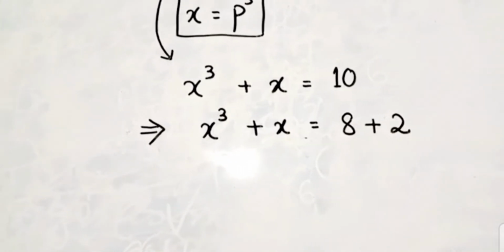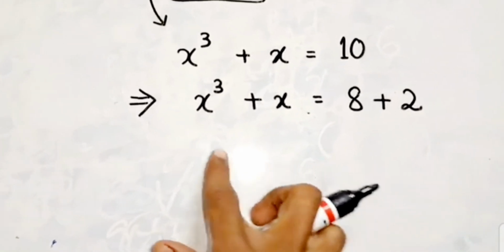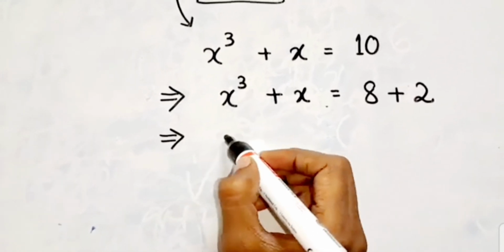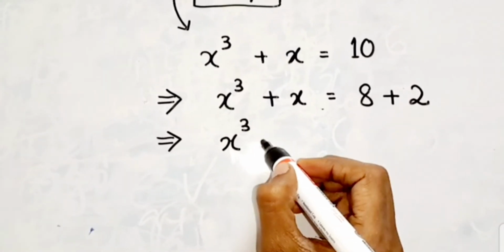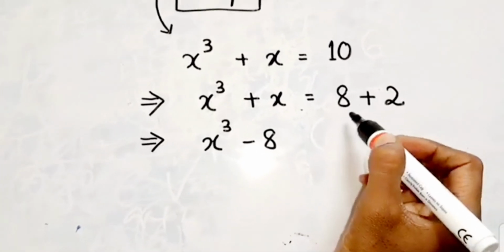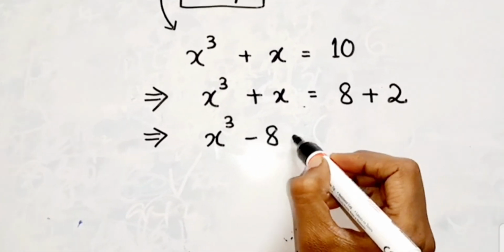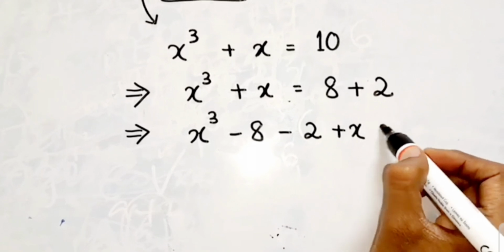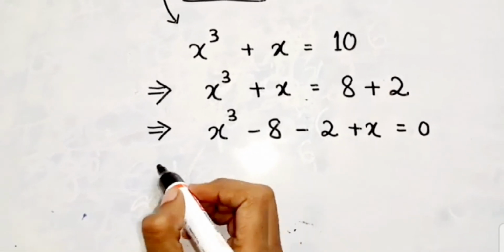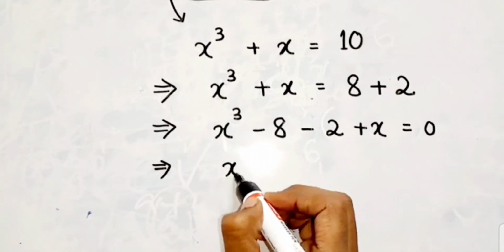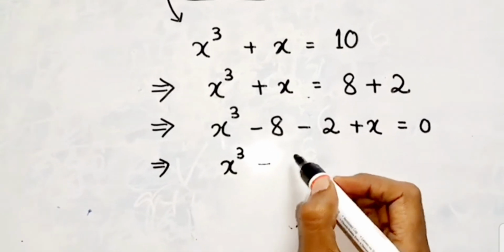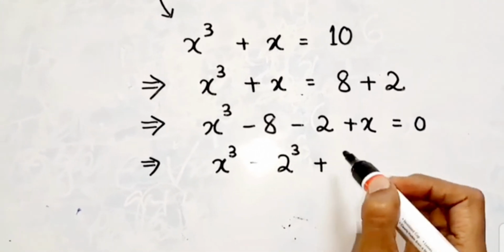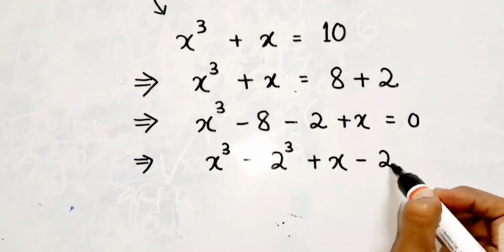plus 2. Why have we written it this way? Because we will adjust the 8 here and the 2 here. How? This is how: x cube minus, because here it is plus 8, so this side it will be minus 8, minus 2, this side it is minus 2, plus x equals 0. Okay, now we can write 8 as 2 cube, and we can bring x this side: x minus 2 equals 0.